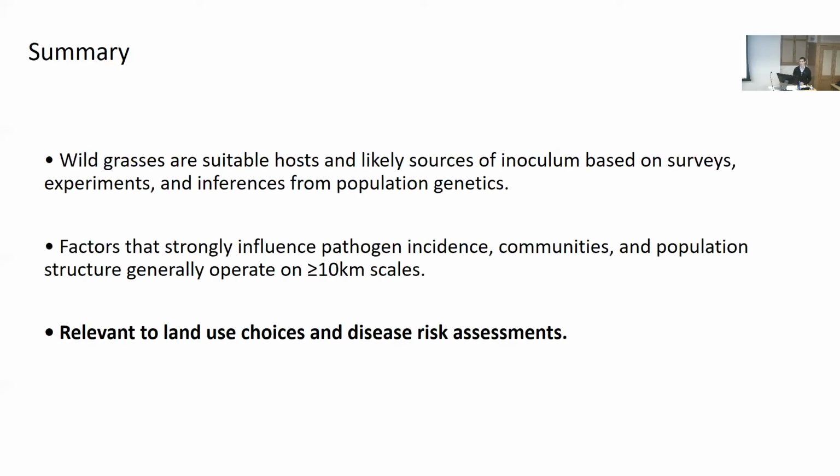And I think I can sum most of what I've talked about today to these 2 points. 1, wild grasses are suitable hosts and likely sources of inoculum based on surveys, experiments, and inferences from population genetics. And 2, the factors that were strongly influencing pathogen incidence, communities, and population structure generally operated on 10-kilometer or greater scales. And I think both of those ideas are relevant to land use choices, like where to plant crops, and could be incorporated into disease risk assessments.